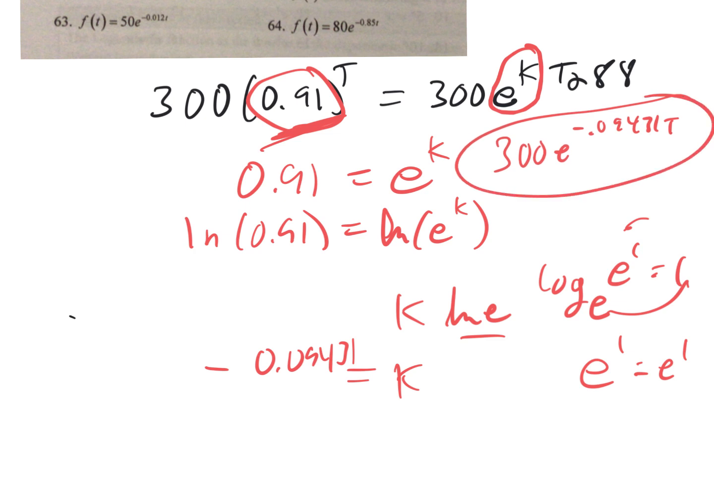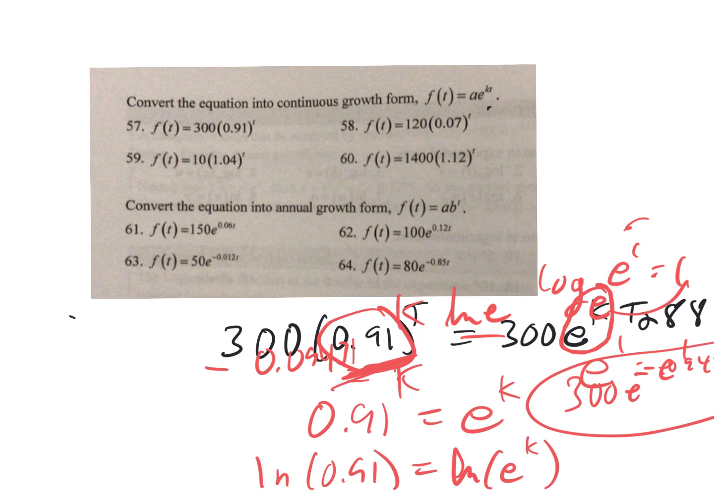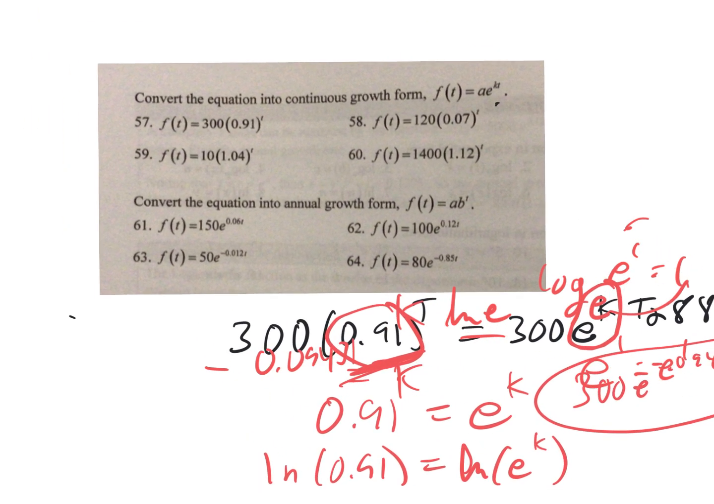If you want some more practice with that, you've got number 59, and the answers are in the back. Now let's go the other way: turning a continuous growth model into an annual growth model.